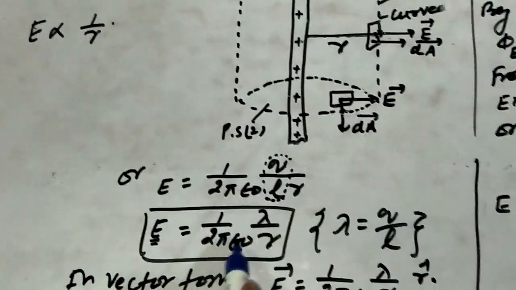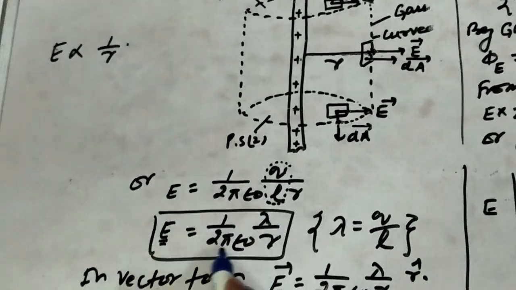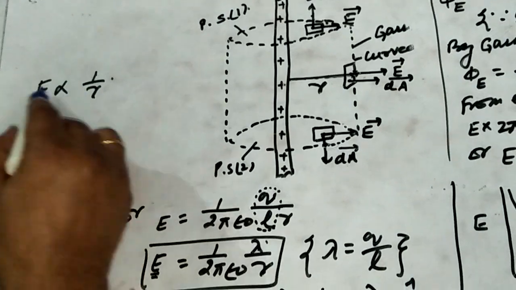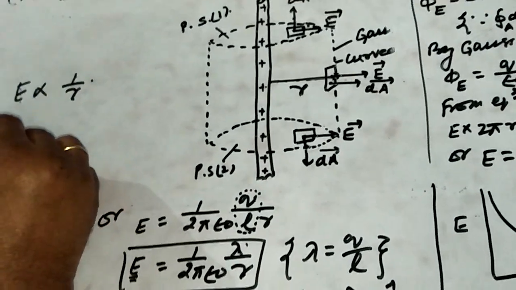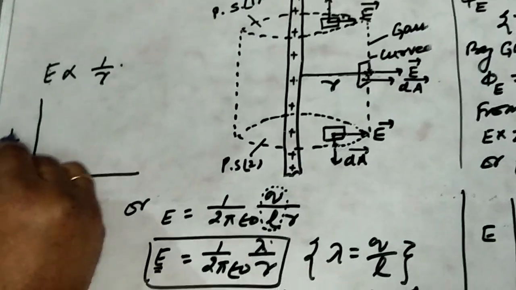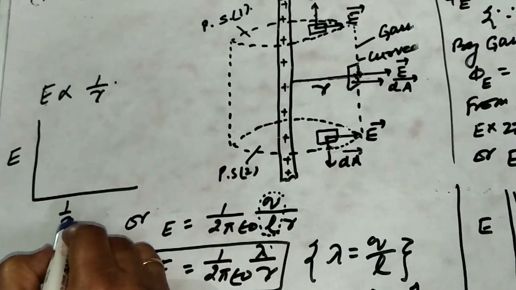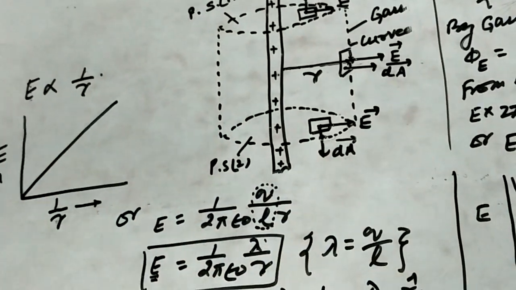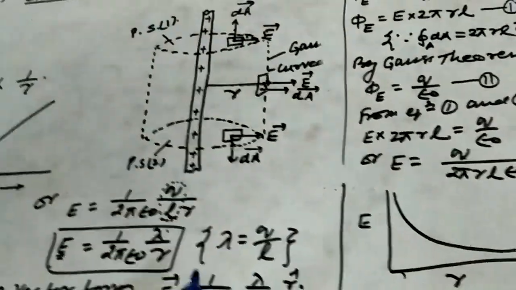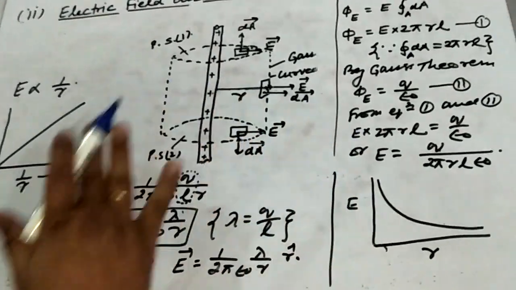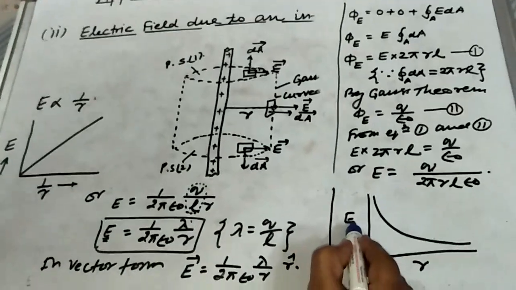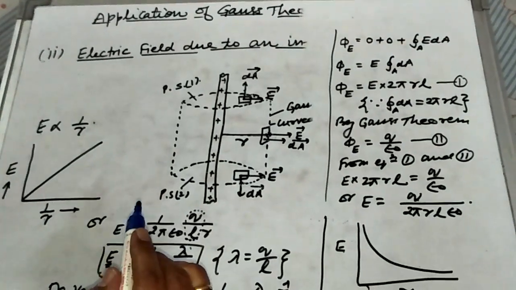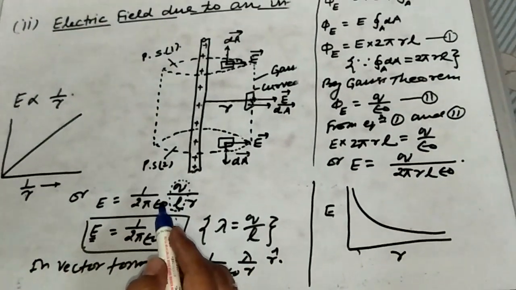E is 1 upon 2 pi epsilon naught lambda, suppose this is a constant, and 1 upon R here. So you can say E is directly proportional to 1 by R, or E is inversely proportional to R. So when you draw the graph between E and 1 by R, this is directly proportional, so the graph will look like this. Be careful about these two graphs. So dear student, today you go through this derivation and also look at the graphs of E versus R and E versus 1 by R. In the next video, I will give the third application of the Gauss theorem for finding the electric field. Thank you.